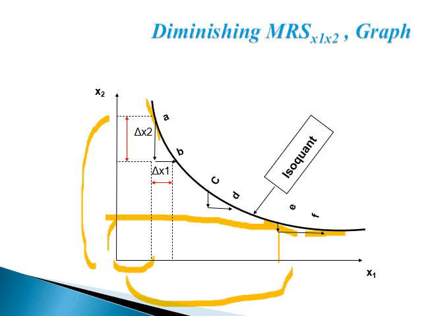Remember, in economics, when we talk about the slope, it is a negative slope anyway, so a negative slope of minus 5 is bigger than a negative slope of minus 0.5.